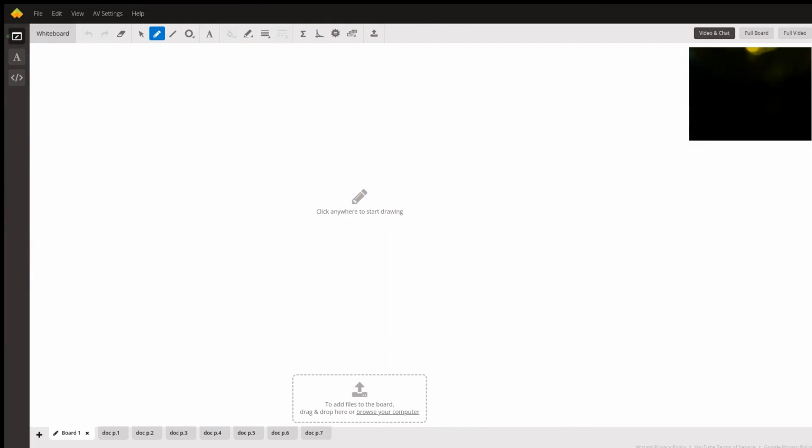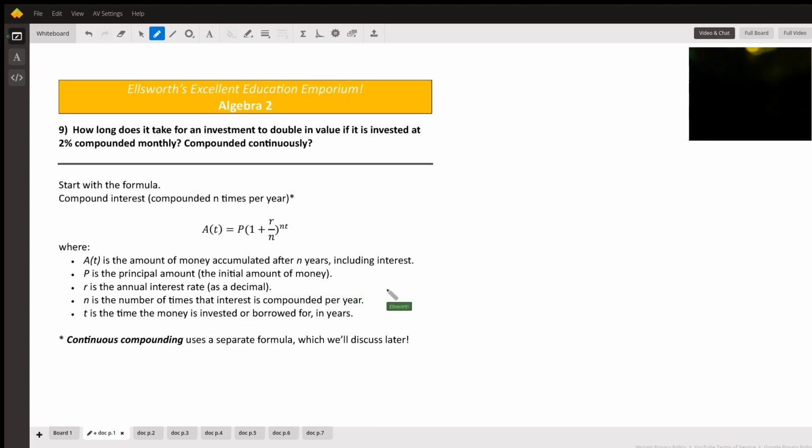We have two parts here. I only get 5 minutes, so I need to really make it whip. So here we go. There's a problem. How long does it take for an investment to double in value if it's invested at 2% compounded monthly? And then the same thing compounded continuously.